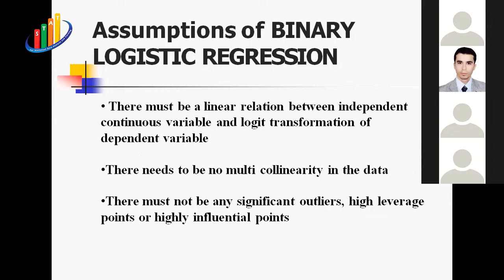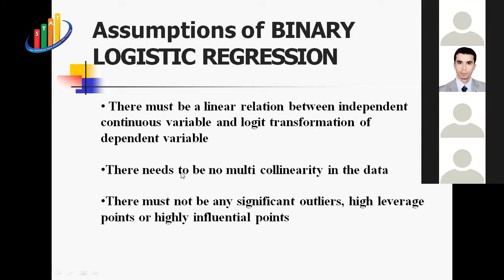So what are the assumptions of binary logistic regression? Whenever we perform a statistical test in SPSS, there are some assumptions which we have to check before performing the test. For binary logistic regression, the assumptions are mainly related to the independent continuous variable. There are three main assumptions. First, there must be a linear relationship between the independent continuous variable and the logit transformation of the dependent variable. Logit transformation I told you in the previous slide.